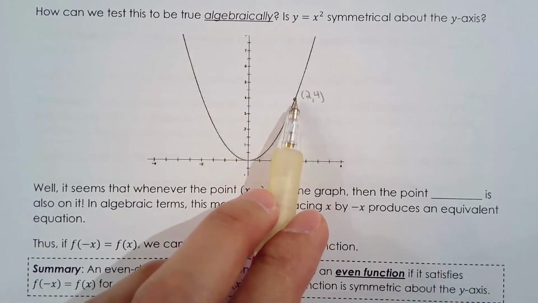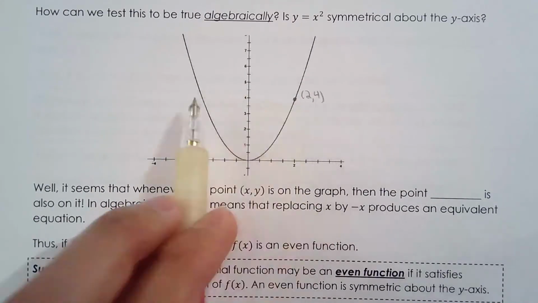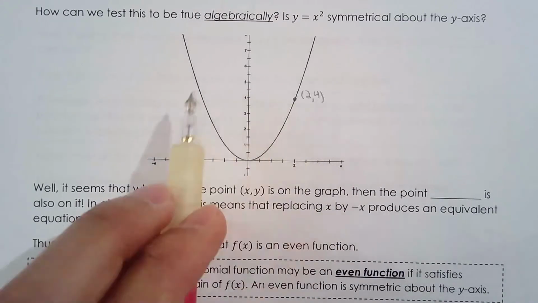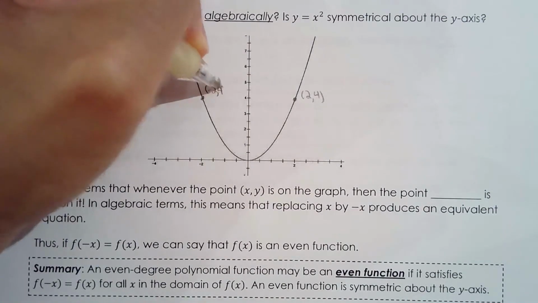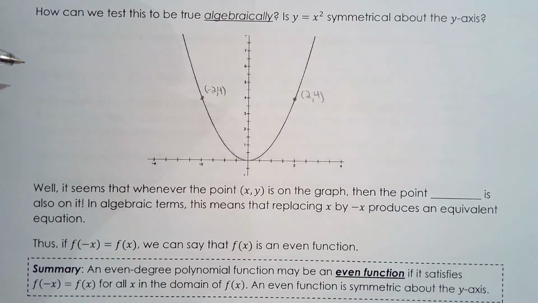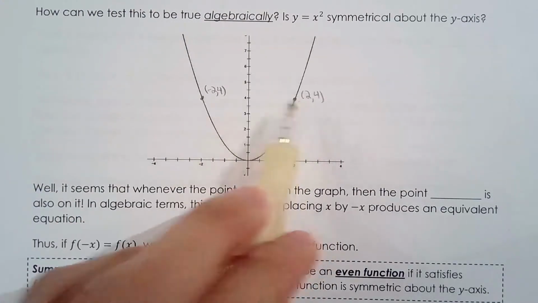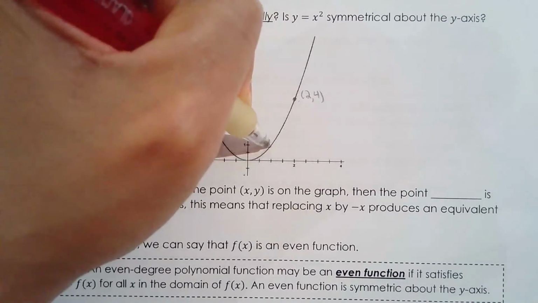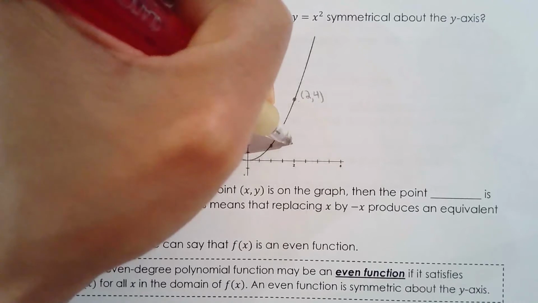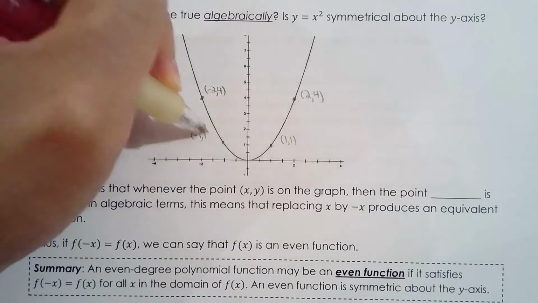And because (2, 4) is on the graph, guess what? To ensure that you have line symmetry about the y-axis, the point (-2, 4) must also be on the graph of this function in order for there to be line symmetry about the y-axis. If (2, 4) was on the graph and (-2, 4) was not on the graph, then we certainly do not have line symmetry about the y-axis. Let's do one more example. (1, 1) for example. If (1, 1) is on the graph, then (-1, 1) must be on the graph.